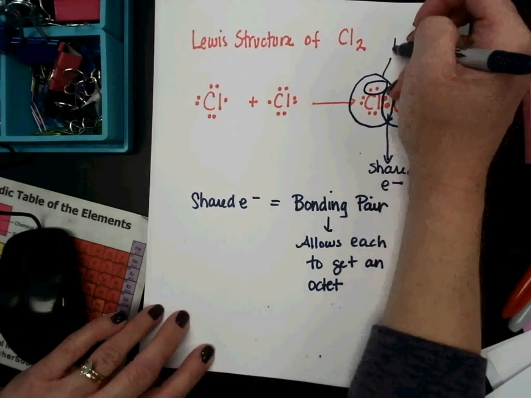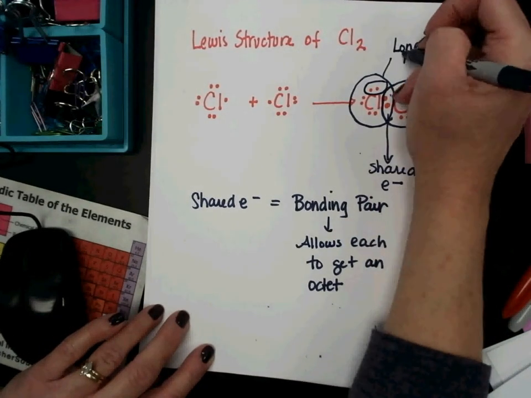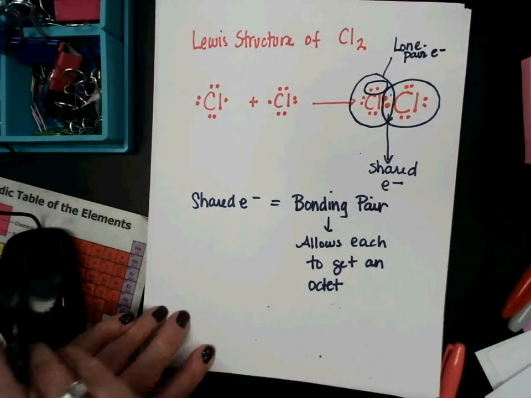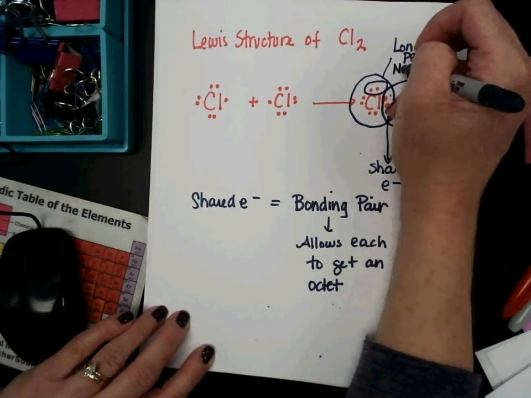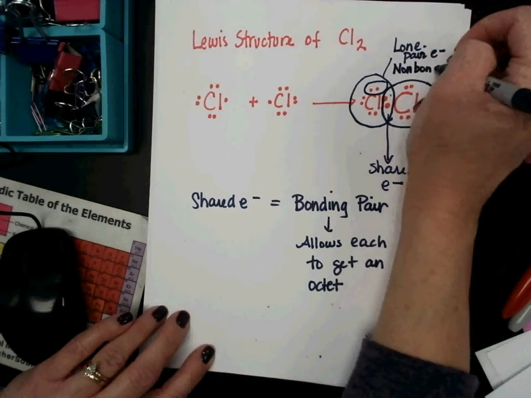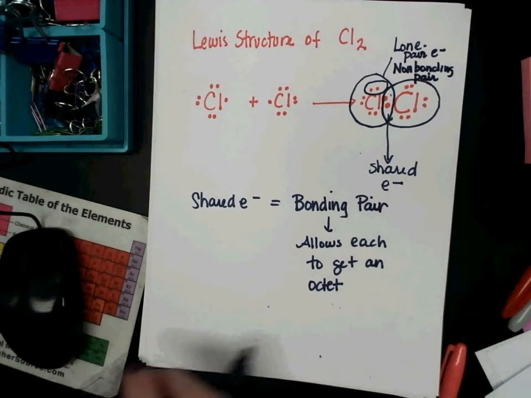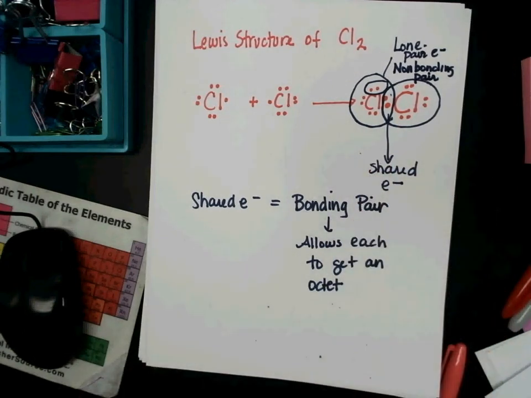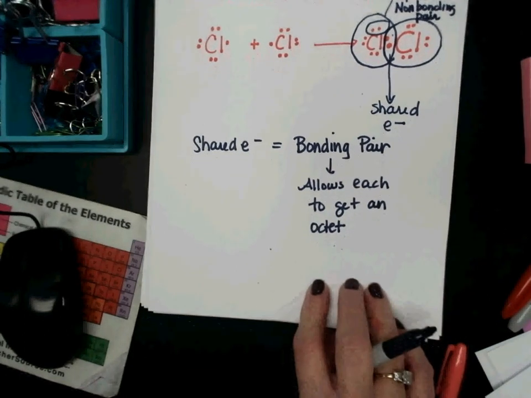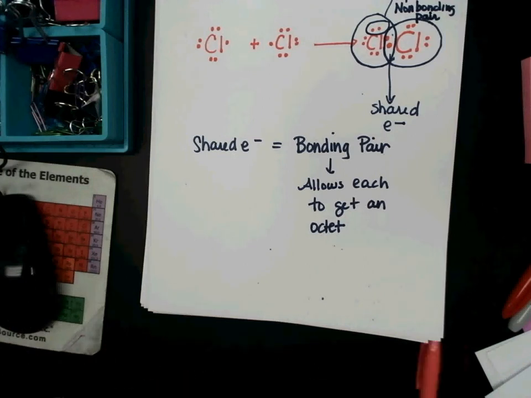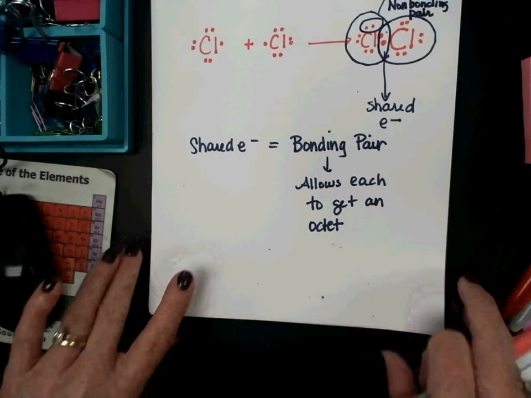So these are my shared electrons. These guys up here are called lone pair electrons, or they might be called a non-bonding pair. So bonding pair, non-bonding pair, or lone pair electrons. You'll hear all three of those terms.